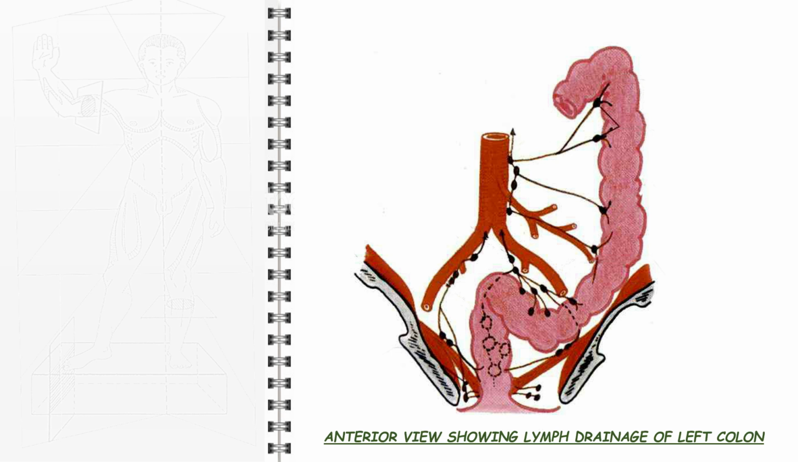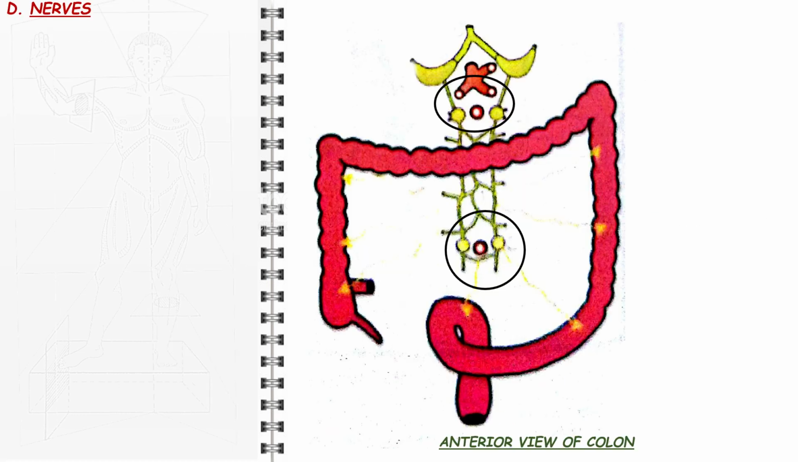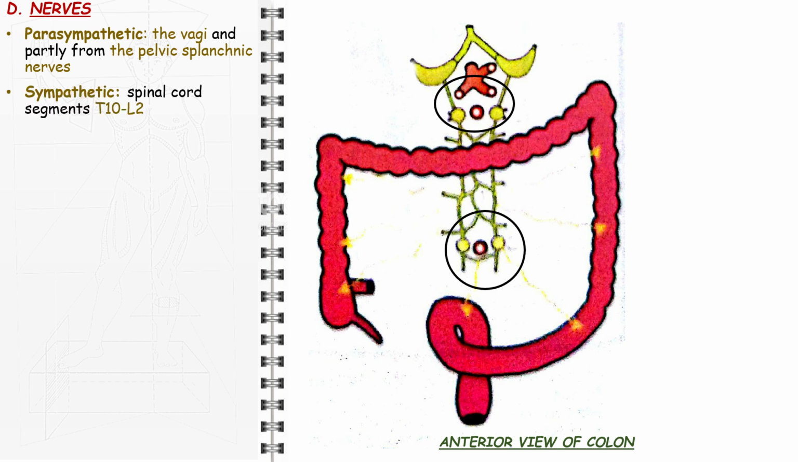The cecum and the appendix drain into the ileocecal lymph nodes to the superior mesenteric nodes. The right colon drains into the superior mesenteric nodes and the left colon drains into the inferior mesenteric nodes and the iliac nodes through the sigmoid nodes. The parasympathetic supply is ensured by the vagi and partly by the pelvic splanchnic nerves, and the sympathetic by the spinal cord segments T10 to L2. The superior and inferior mesenteric plexuses surrounding the corresponding arteries support the nerve supply of the colon. This nerve supply constitutes the extrinsic nervous system of the gut and is connected to the intrinsic system.